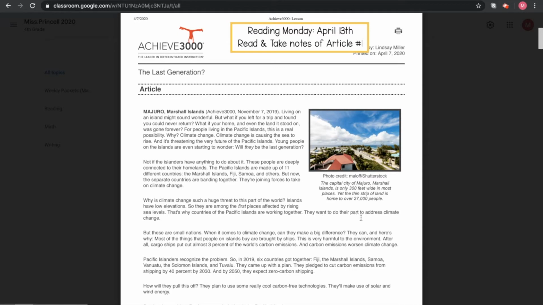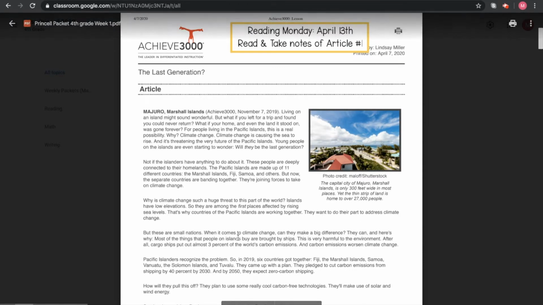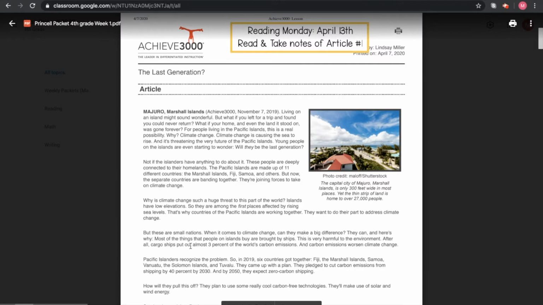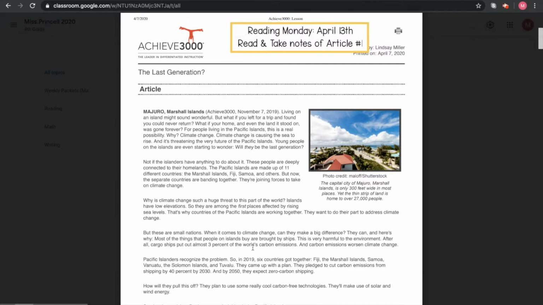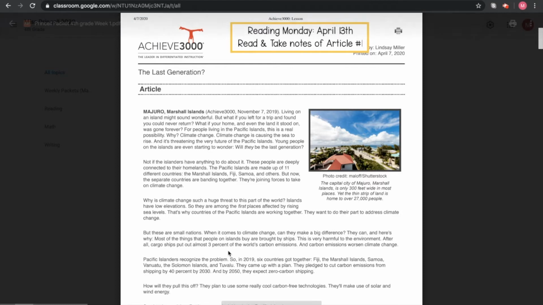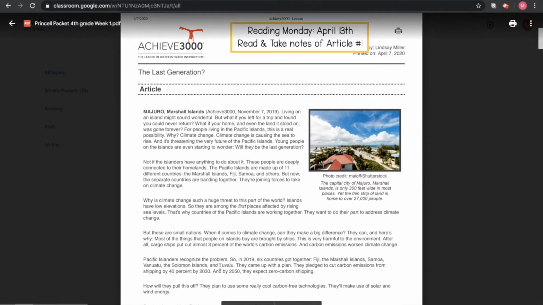They want to do their part to address climate change, but these are small nations. When it comes to climate change, can they make a big difference? They can. Here's why. Most of the things that people on islands buy are brought by ships. This is very harmful to the environment. After all, cargo ships put out almost 3% of the world's carbon emissions, and carbon emissions worsen climate change. Pacific Islanders recognize the problem.